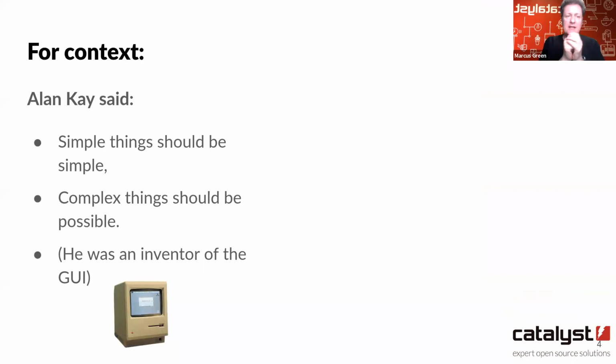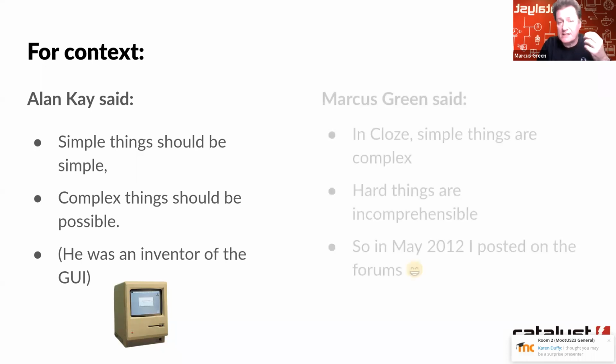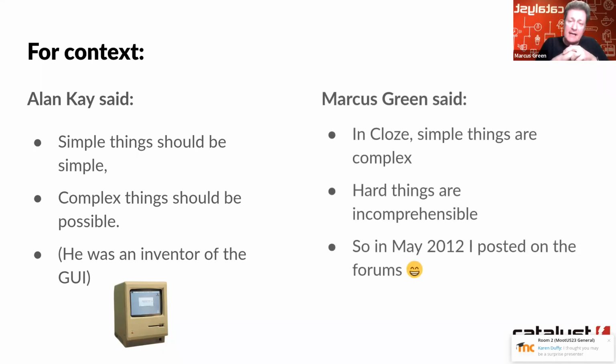And to talk further about ease of use, a great thinker about interface design and usability, a man called Alan Kay, who was at Xerox PARC, and was thinking about this before the graphical user interface. He was one of the inventors of the graphical user interface, said, "Simple things should be simple. Complex things should be possible." Now, he invented the graphical user interface, so he knew about this. And another great thinker about interface design called Marcus Green said that the Moodle core Cloze question type makes simple things really complex, just the basics. Hard things are incomprehensible, even to a programmer who's highly motivated like me.